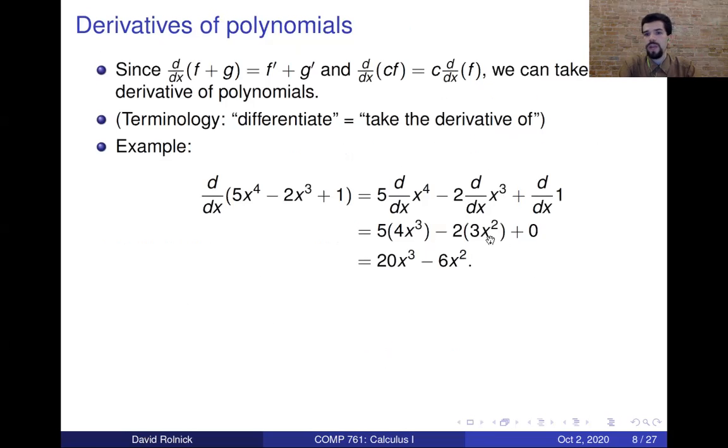The derivative of x cubed is 3x squared. The derivative of x to the fourth is 4x cubed. And so we get this as the result. So in general, if we take the derivative of a polynomial, we're going to get a polynomial of 1 lower degree. The first degree is going to go down, and all the other terms are going to go down by 1.